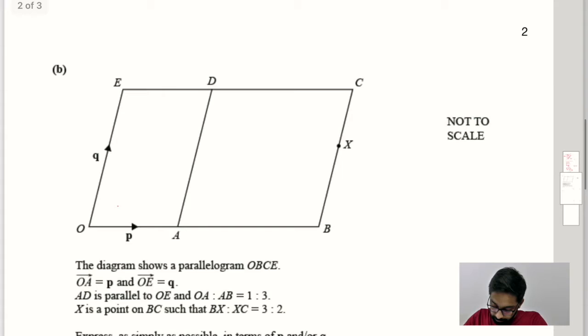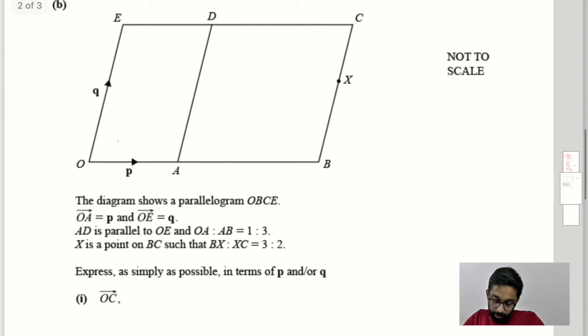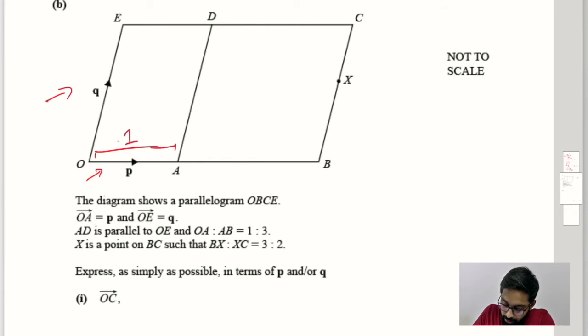Let's move on. So we have a parallelogram in part B. It says the diagram shows a parallelogram OBCE. OA is P. This is P. And OE is Q. This whole side is Q. AD is parallel to OE and OA to AB is in the ratio 1:3. So that means if this is one part, this is 3 parts.